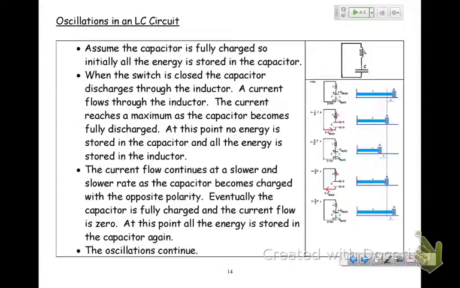We're going to charge up the capacitor. So the capacitor is going to act like a source of energy. Not just act, it will be a source of energy. And the capacitor is going to want to discharge, but it's going to have to discharge through an inductor.